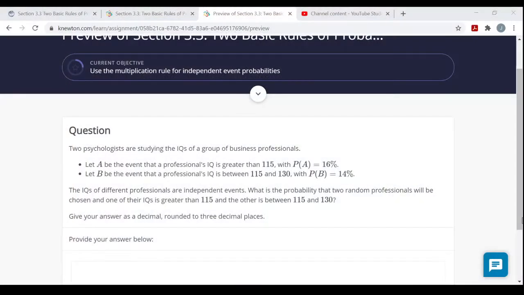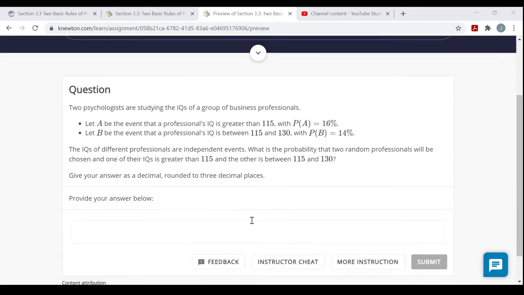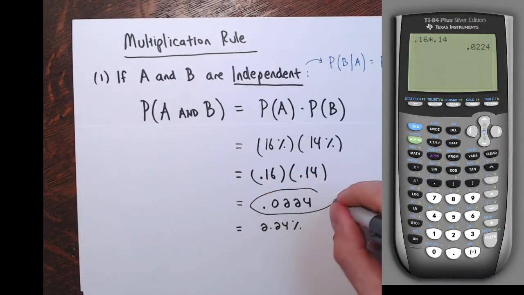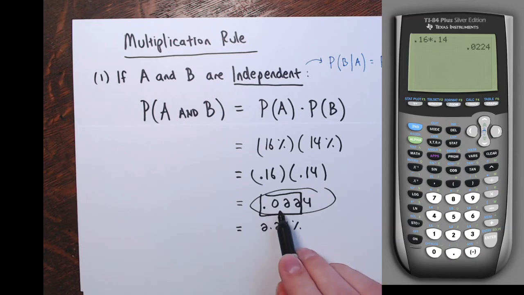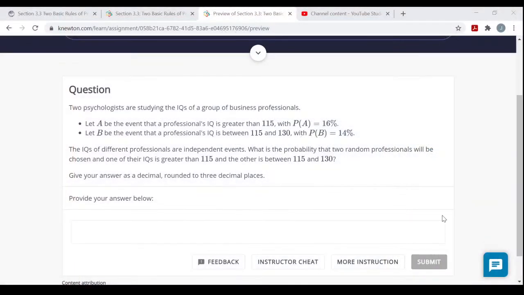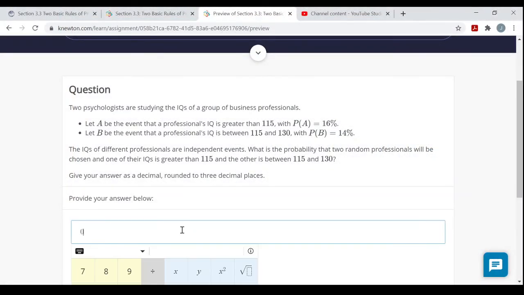Now they said give your answer as a decimal rounded to 3 decimal places. They didn't say as a percentage, so this is a decimal. Going back, that was 0.0224. To 3 decimal places, you'd round down because the next digit is a 4. So 0.022 is what I'm going to enter.